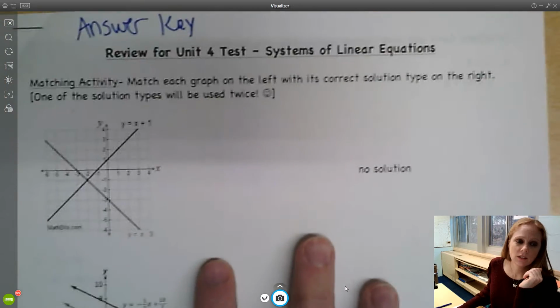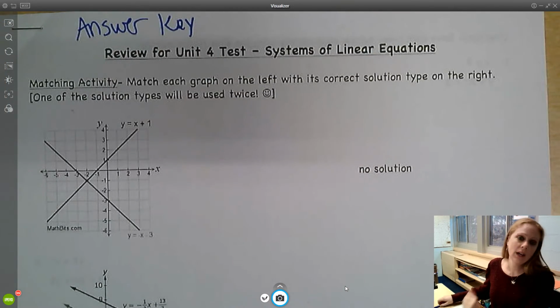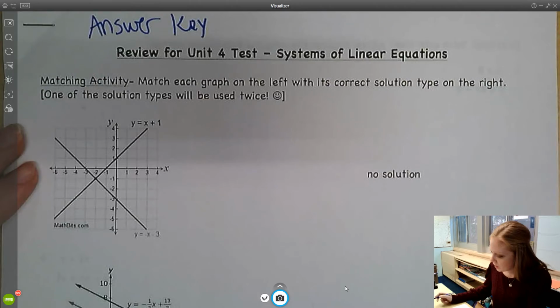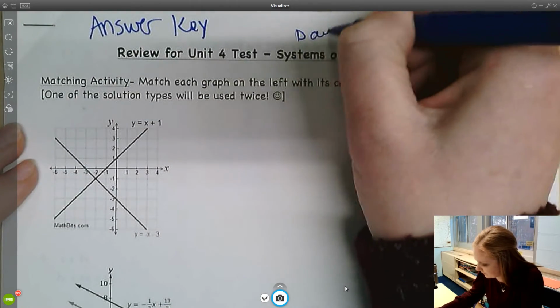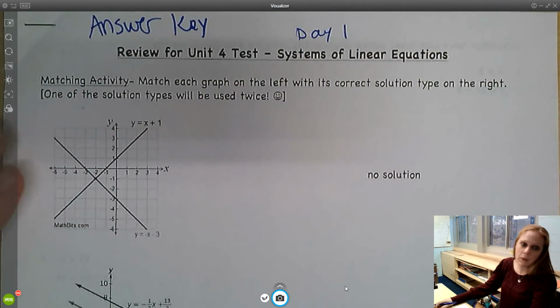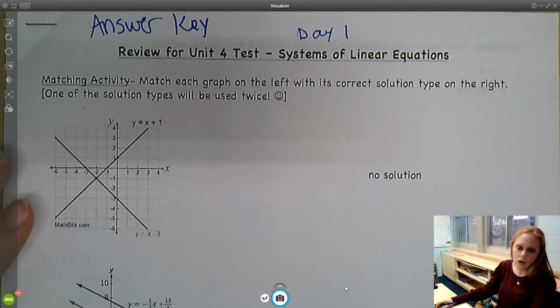All right, this lesson is going to go over the review for the Unit 4 test, review day 1. So, begin with the matching activity. Match each graph with the number of solutions.